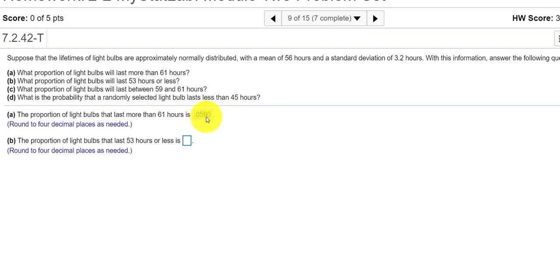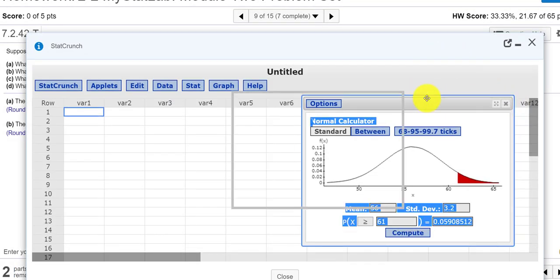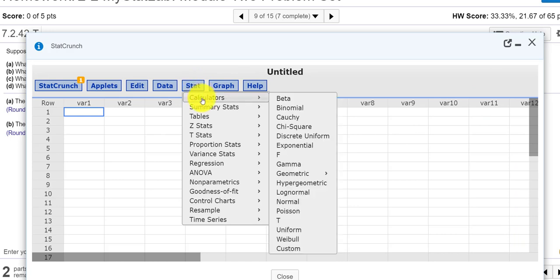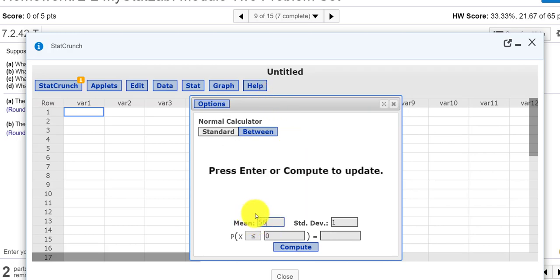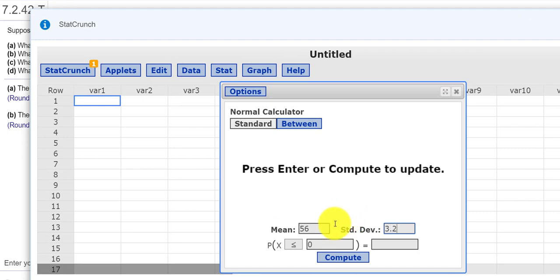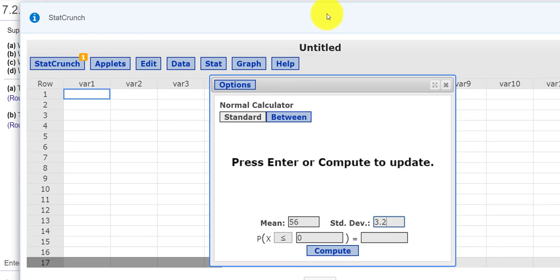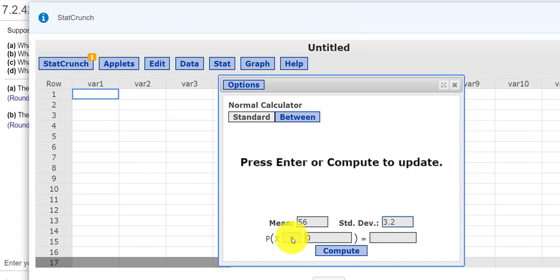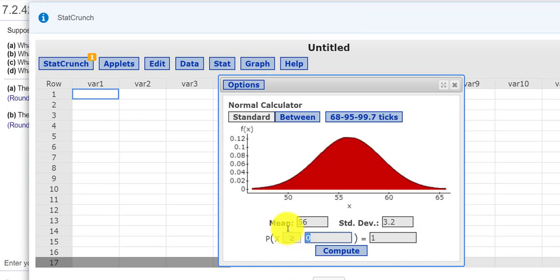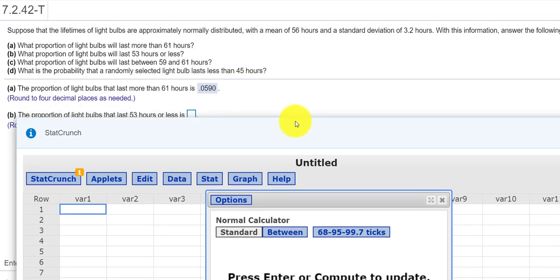Looks like I already did the answer here, but let's go through the steps. I'm going to open up StatCrunch, and then I press Stat, Calculators, Normal Calculator, and I think the mean was 56 with a standard deviation of 3.2. Let's double check that. Yes, 56 hours with a standard deviation of 3.2 hours. All right, and we want to know the probability of this light bulb staying on longer than 61 hours. I think that was what they gave us, 61 hours.